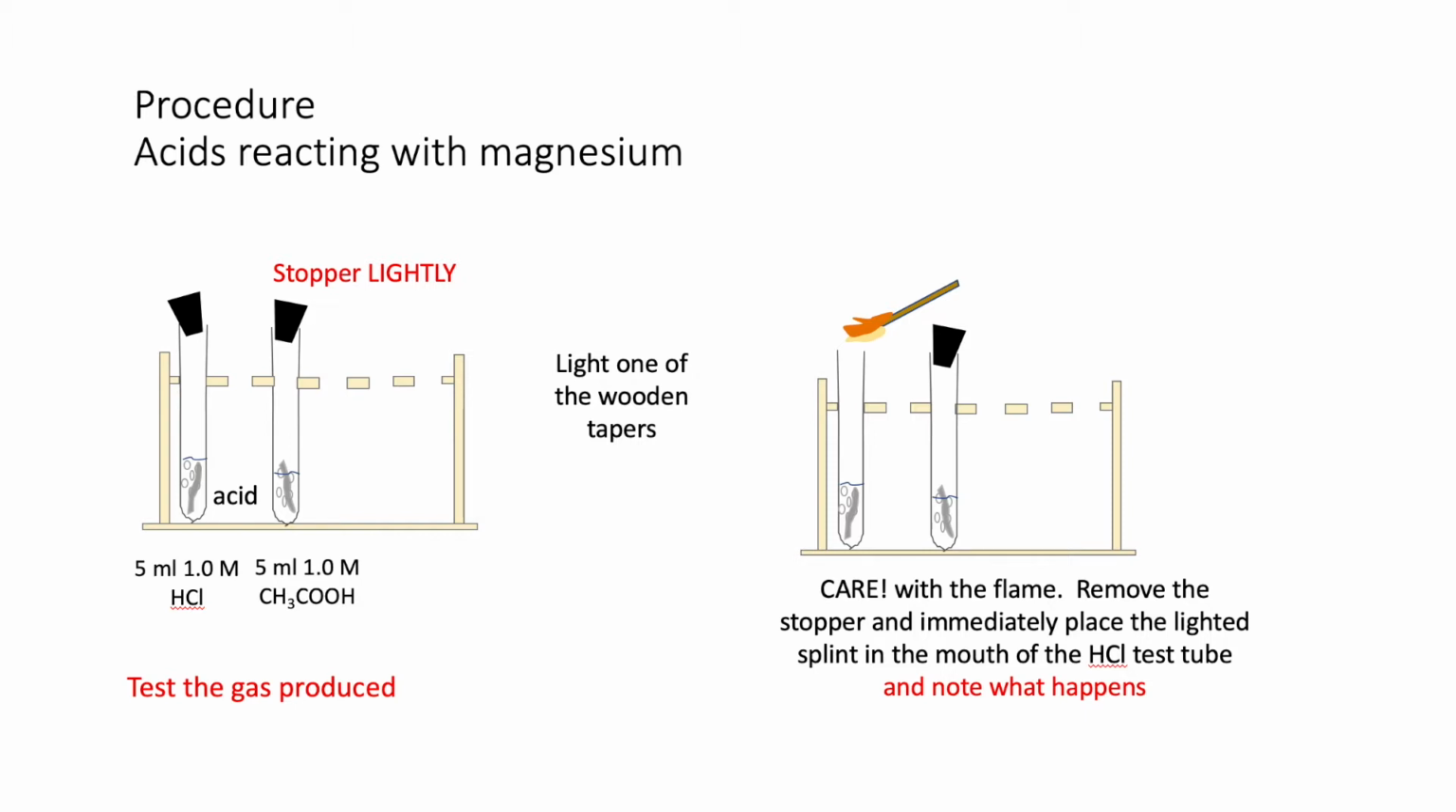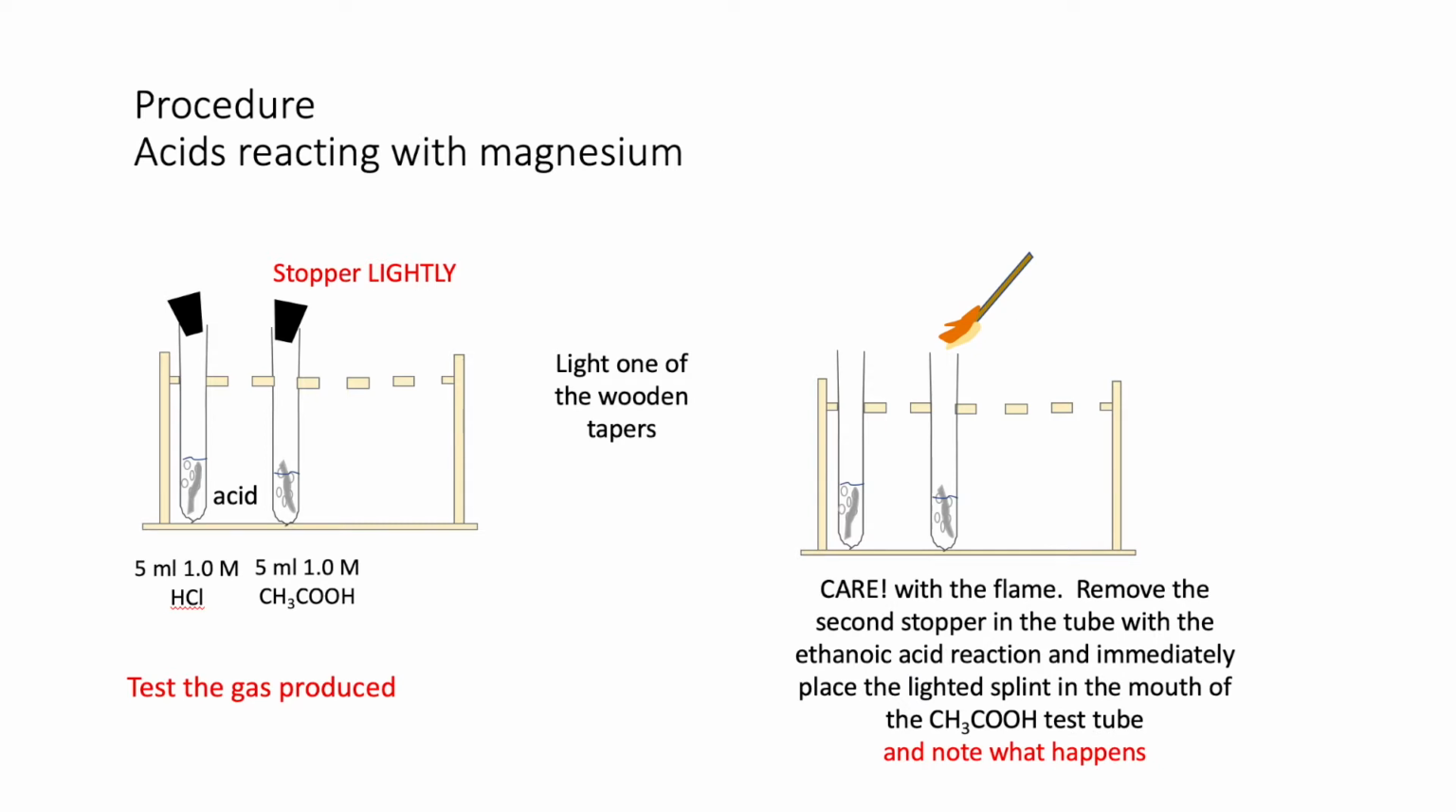So you're going to get a wooden taper that you light the end. You're going to move the taper carefully across to the mouth of the test tube, and you're going to remove the stopper and immediately place the lighted splint in the mouth of the test tube. Here it's the HCl test tube reaction first, and you're going to note what happens. Then you're going to repeat it, being again careful with your flame, and test the gas from the mouth of the ethanoic acid test tube, and obviously compare if there are any differences.